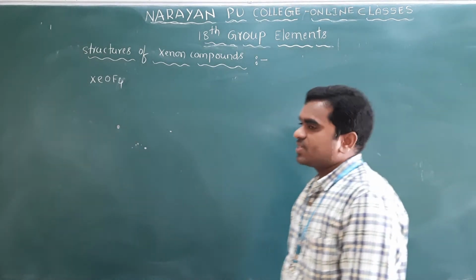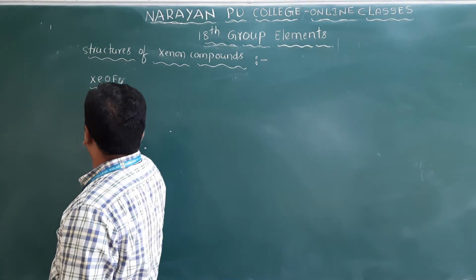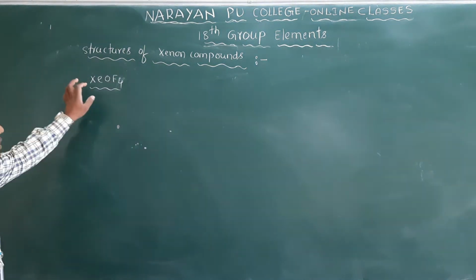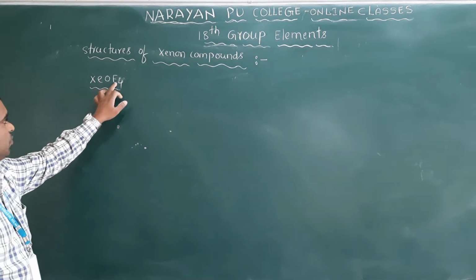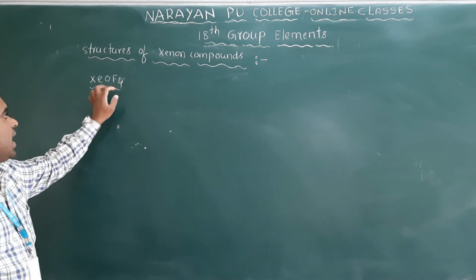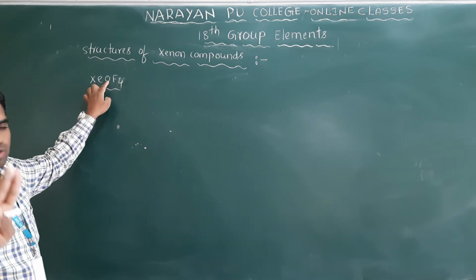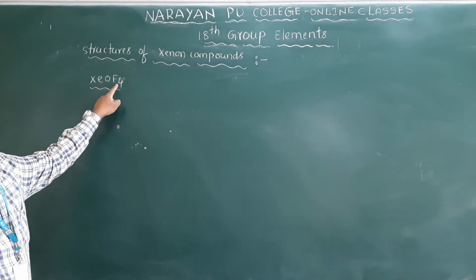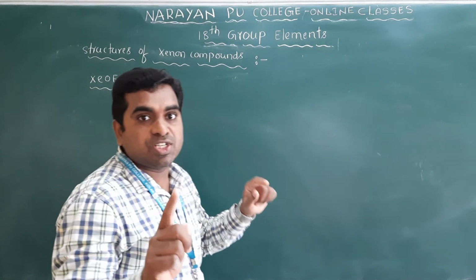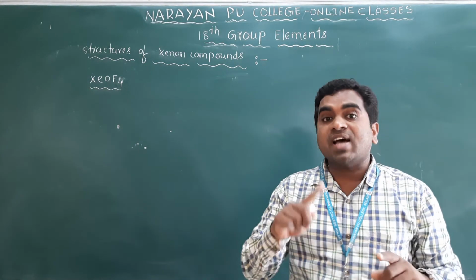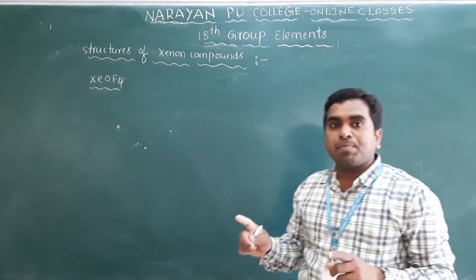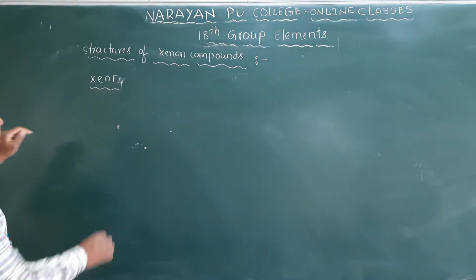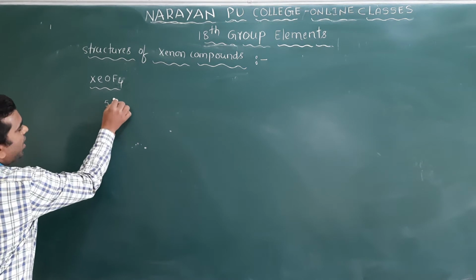So the next one is the structure of XeOF4. Clear? Now you see xenon forming how many bonds here? Xenon is forming 6 bonds: with 4 fluorine atoms, 4 bonds, and with the oxygen, 2 bonds. Totally 6 bonds. When xenon is forming 6 bonds, it should have 6 unpaired electrons. When it has 6 unpaired electrons, it will have 1 lone pair. Clear? So totally here there will be 5 bond pairs.